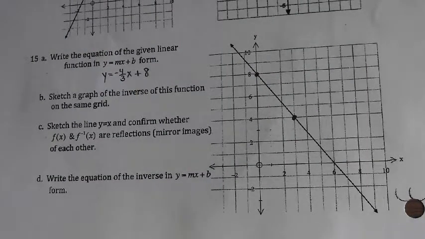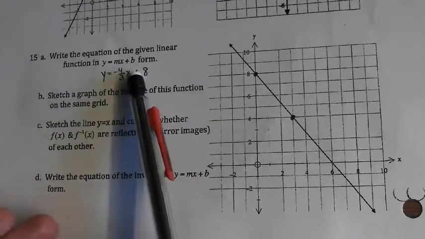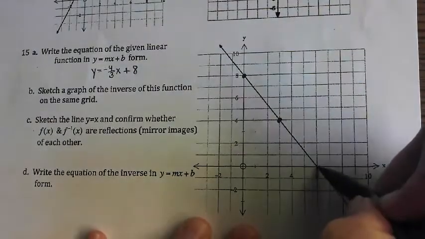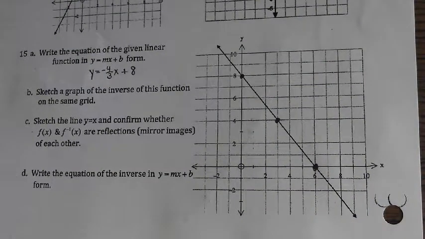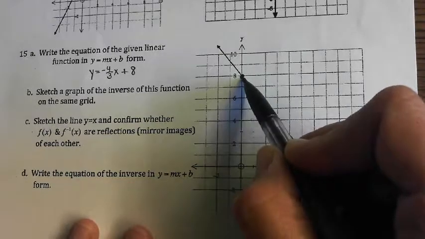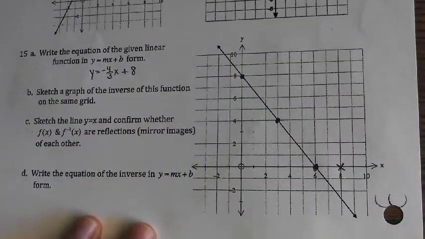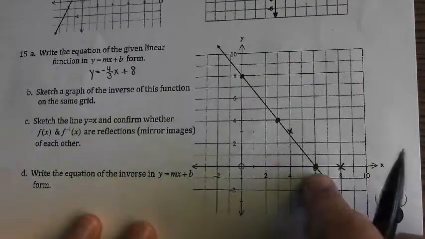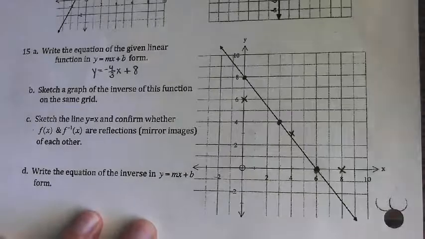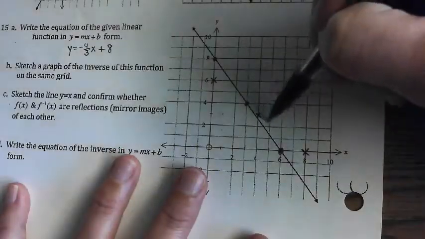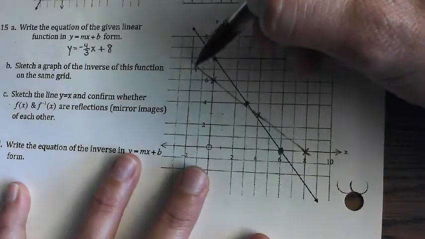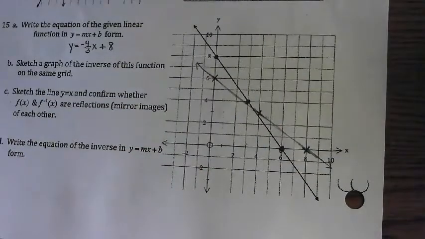Now, it's asking us to sketch a graph of the inverse of this function on the same grid. There's 2 ways to do this. We could write our own inverse equation and then graph that line based on the equation, or we can just take these points. I'll come up with at least one more, 6, 0 there, and I can just flip-flop all of these. So 0, 8 becomes 8, 0. 3, 4 becomes 4, 3. And 6, 0 becomes 0, 6. And I did those with X's instead of dots. And then if I connect those with a straight edge, or my best estimate of a straight edge, that's what I'm looking at.